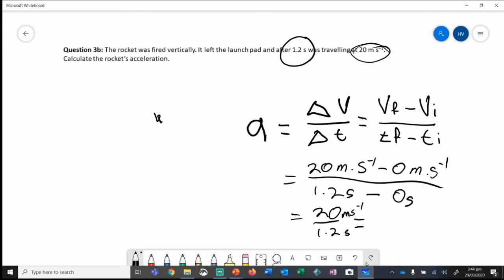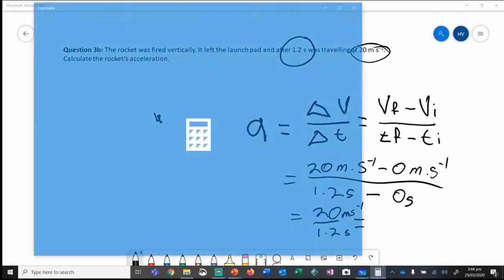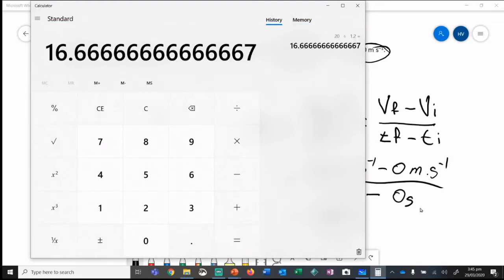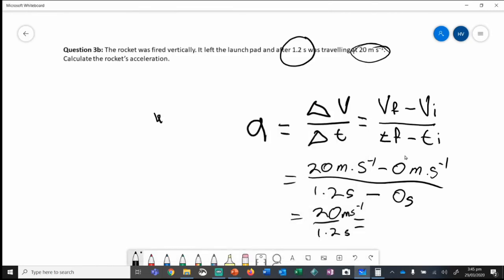So what is that? Okay, so we have 20 divided by 1.2 equals 16.67 meters per second squared, because we divided by time again, it's another second there. Okay, I hope that makes sense.